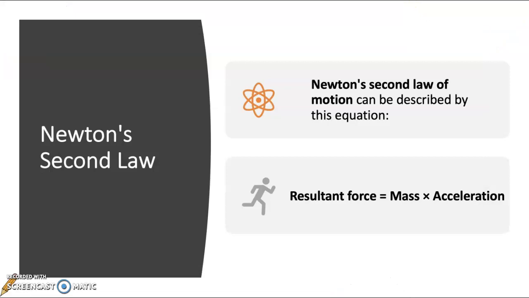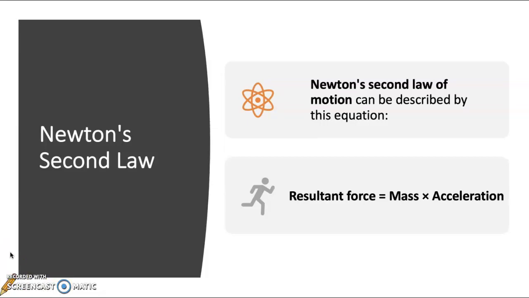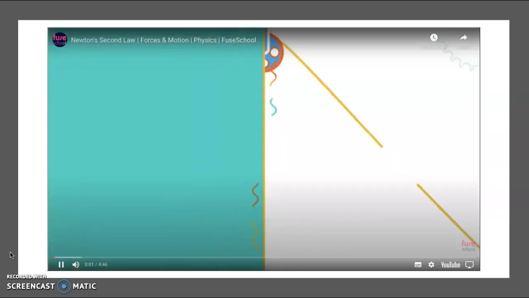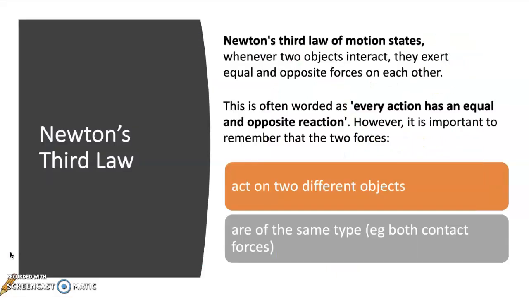Which then brings us to Newton's second law, which can be described by the following equation. The resultant force is equal to the mass times by the acceleration. So force is equal to mass times acceleration, or F equals ma. Once again, there is a pencil in the bottom left-hand corner, so please note down the information from this slide. And again, just like the last law, which was Newton's first law, there is a video for you to watch to help explain what Newton's second law exactly means. So take a look at the video and then move on to the next slide.